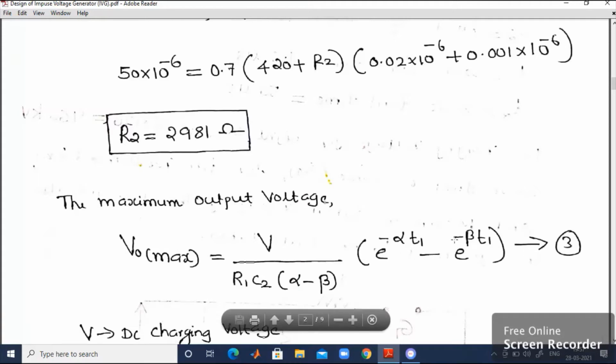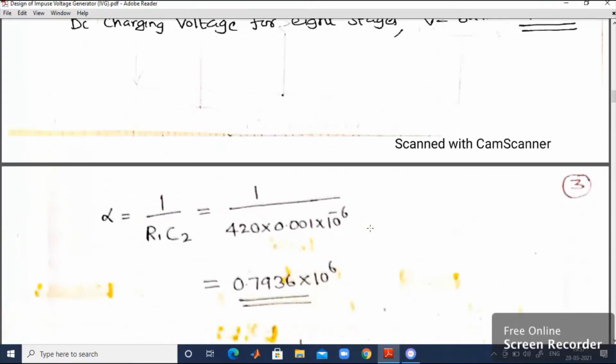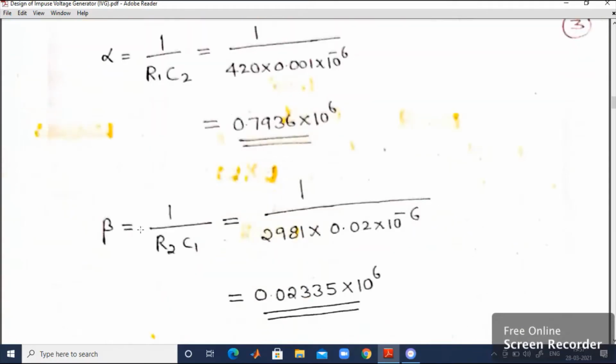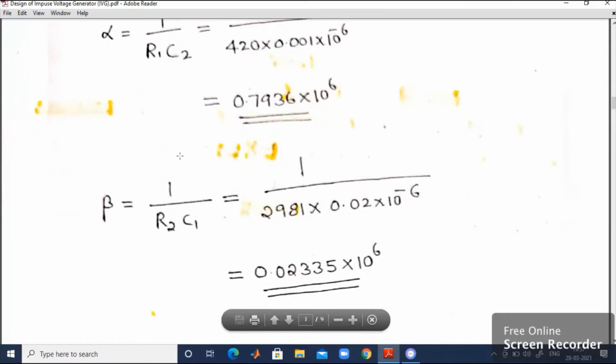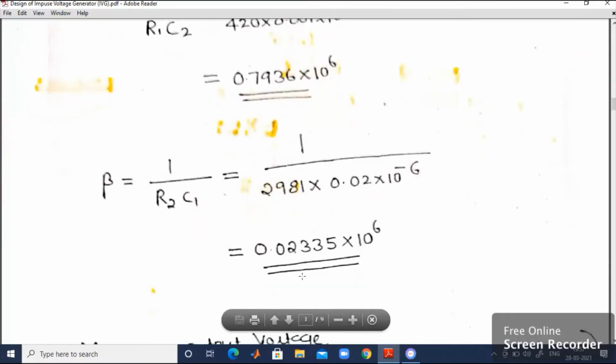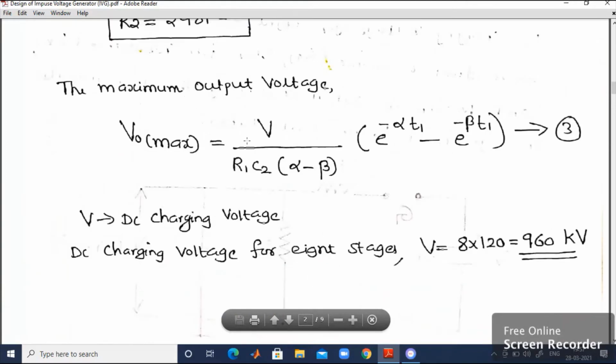So what is alpha and beta? Alpha is nothing but 1 by R1 C2. What is beta? 1 by R2 C1. Do remember this formula. First, it is better to calculate alpha and beta separately. R1 and C2 we already computed, R2 is already computed, and C1 is available in the question. Then alpha and beta can be computed. Once you get the value of alpha and beta, you can substitute the values of R1, C2, alpha, beta in this expression 3.